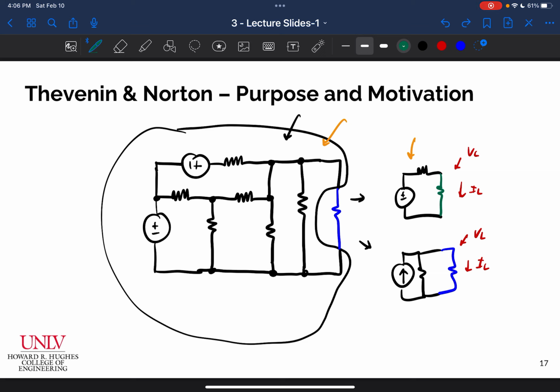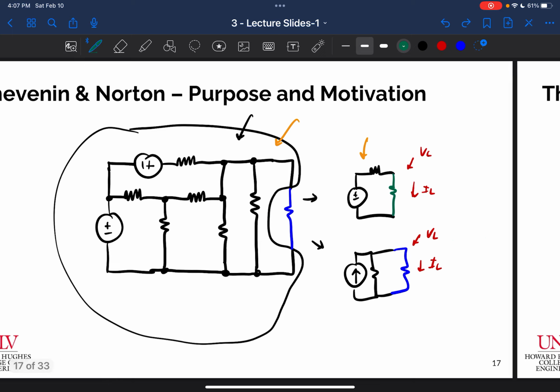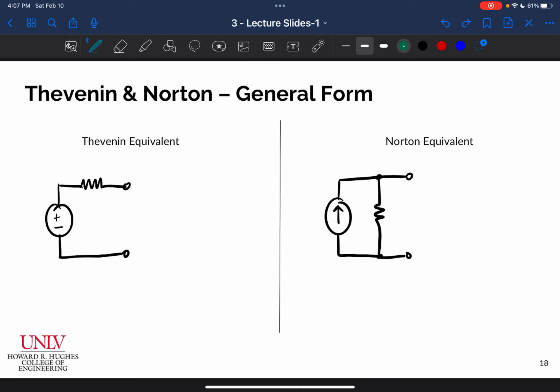It is meant to replace all of the elements in a circuit with an equivalent simple circuit that can be solved very easily. And you'll notice that the Thevenin equivalent with the load resistor is just a voltage divider, and the Norton equivalent with the load resistor is just a current divider. So they're very easy to solve. The hard part is determining what this equivalent circuit is, and that's what we're going to learn how to do. We've talked about the purpose and the motivation. I've showed the general form, and so now we will go into the process for actually finding this equivalent circuit.